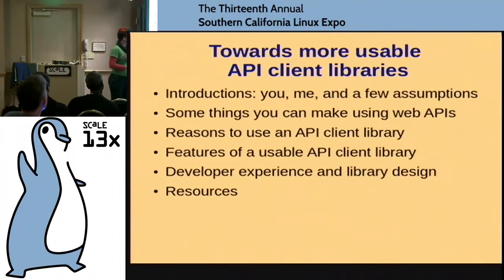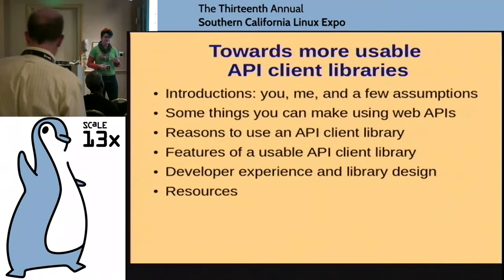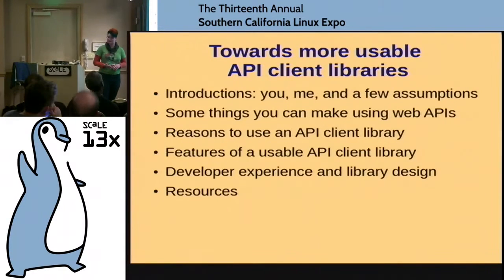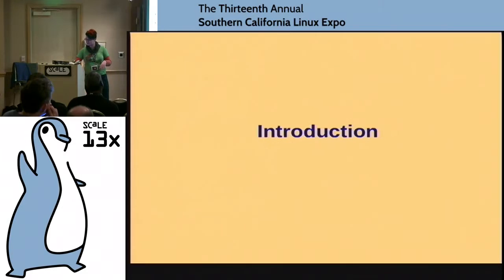So I'm going to start off with some introductions and some assumptions I'm going to be making for this talk. I'll run through a couple of things that you make using web APIs, some reasons why you might want to use a client library, and then I'll get to the meat of it, which is the features of a usable API client library. I'll talk a bit at the end about developer experience and how that plays into library design, and I'll mention a handful of resources at the end. I believe these slides will be up online, so you can follow up on the links later.